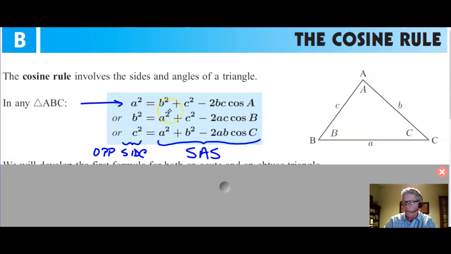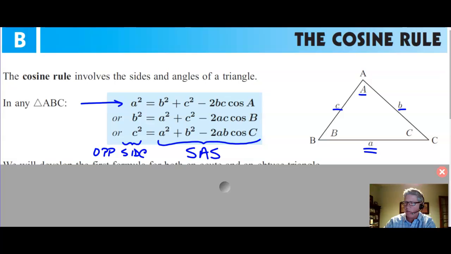Notice the variables on the other side are little b, little c, and capital A. Notice that is the side angle side. And so when we have that information, we can put it together and solve for this opposite side. There's only one formula here. If you have the side angle side, this is what we use to find the opposite side.